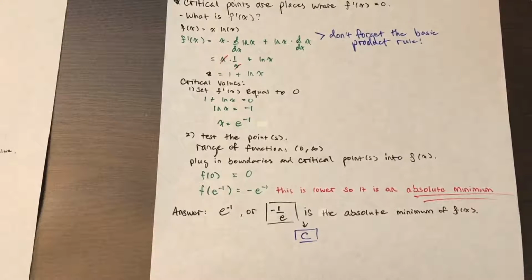And then we plug our critical value into f of x, and our critical value is e to the negative 1 power. So when we plug these both into f of x, we get 0 and negative e to the negative 1. And negative e to the negative 1 is the lower value. So that means x equals e to the negative 1 is a location for the absolute minimum. So we can rewrite that as negative 1 over e, which is answer choice C.